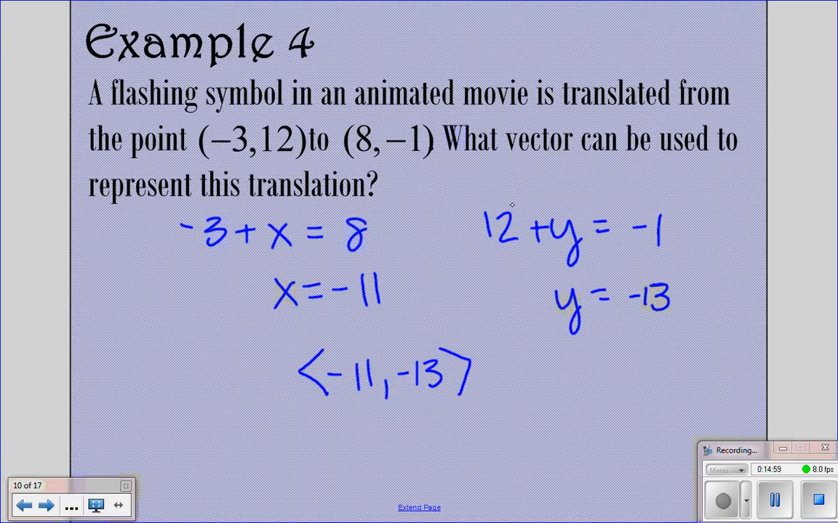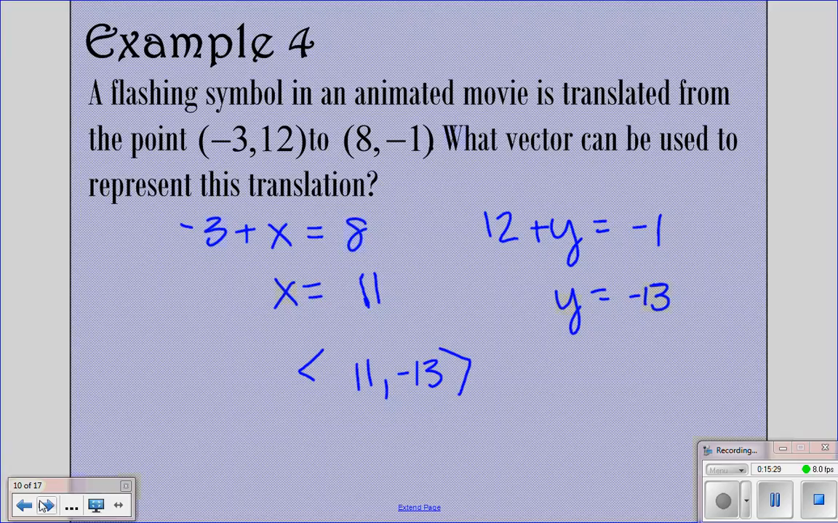And if you look, I'm sorry, that should not be a negative 11. That should be a positive 11. I don't know why I put a negative there. If you add 11 to negative 3, you're going to get to an 8. And then if you say 12 minus 13, you're going to get to a negative 1. So that would be how you can check and make sure that you're on the right track.